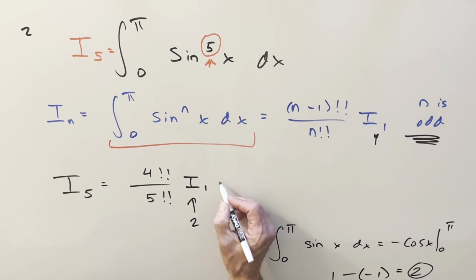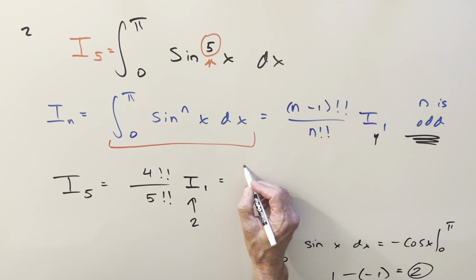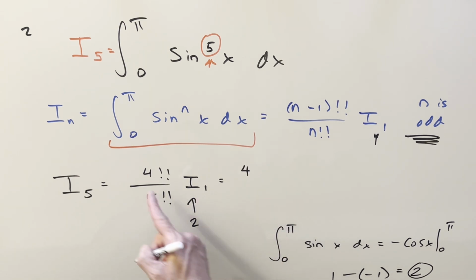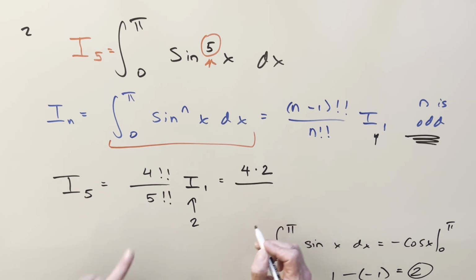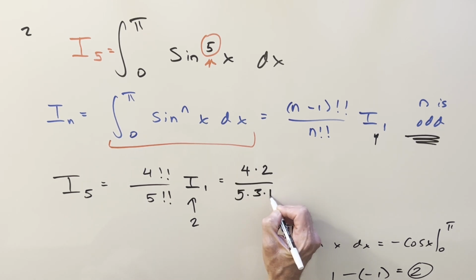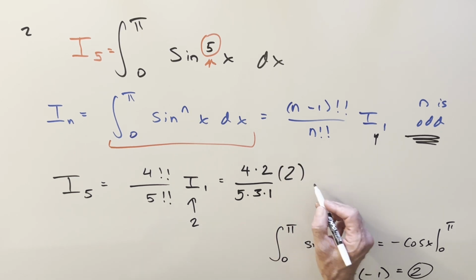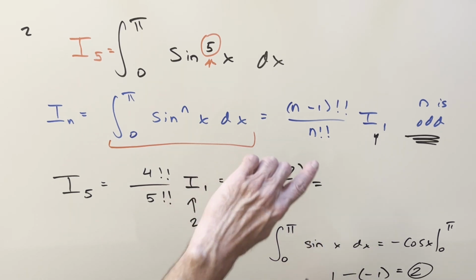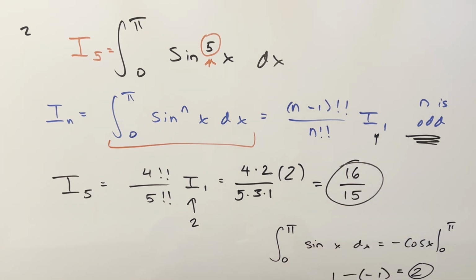So we just need to expand this out and finish it. 4 double factorial, it's just like the factorial skipping one number. So we skip the 3, it's going to be all even terms. So it'd be like 4 times 2. This one, we can write it as 5 times 3 times 1, and we have this 2 out here. Multiplying it out, 4 times 2 is 8 times 2 is 16 over 15, and that's it.